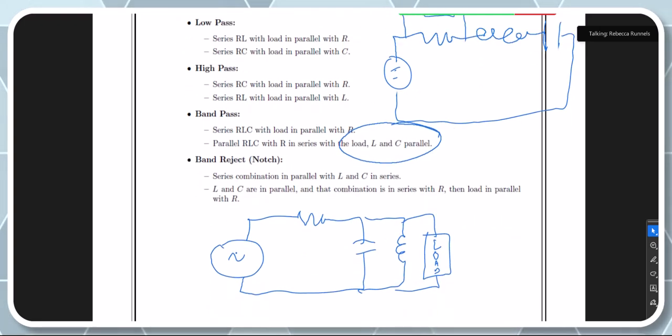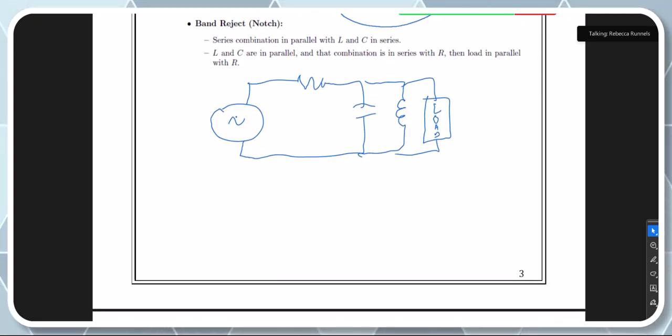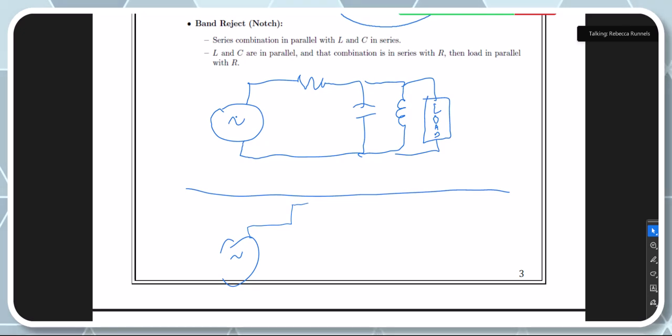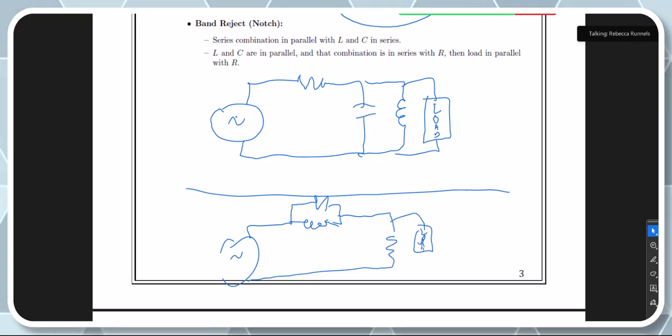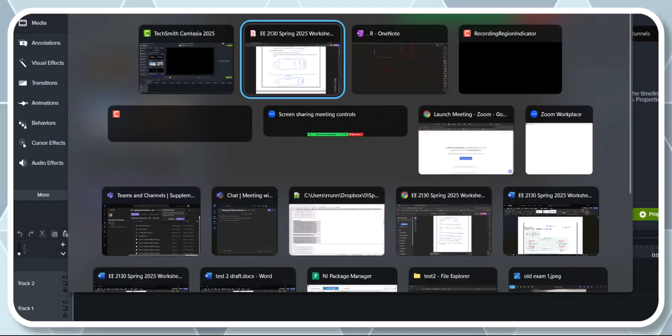Now that's not how it looks for a band reject. Band reject, just in case you're curious, is crazy. The band reject has your capacitor and your inductor in parallel, and then you have your resistor, and that's where the load is with the resistor. That's band reject. And in case you don't know what we're talking about when we're saying these filters, that is something else that you do need to know, what these filters are doing. It's why you do Bode plots, to figure out the frequency response of your circuit.